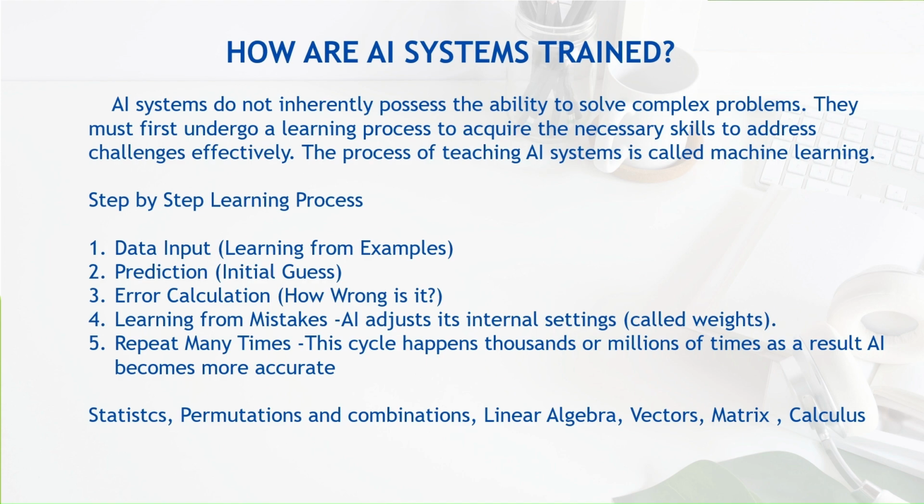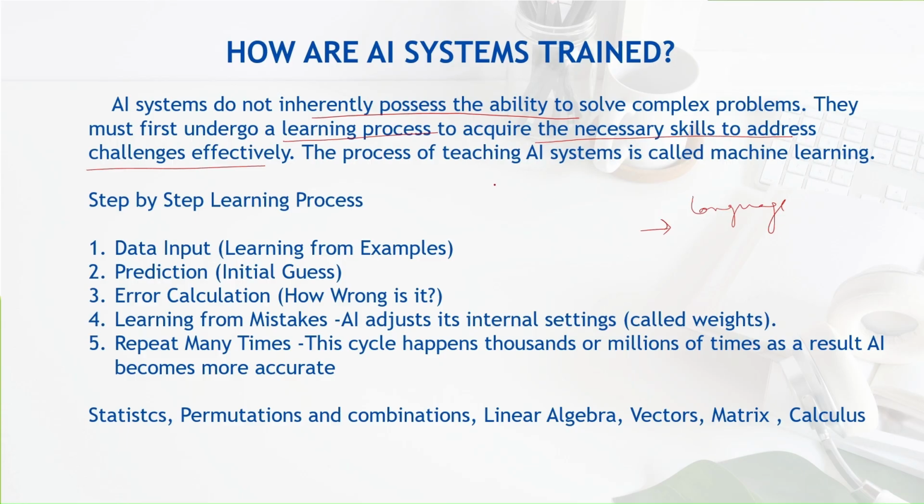Let's understand how exactly an AI system is trained to make such predictions or give a very fine result. AI systems don't inherently possess any ability to solve complex problems. They must first undergo a learning process to acquire the necessary skills to address challenges effectively. Just like a child: once the child is born, he does not have knowledge of any language. He does not know English, Spanish, French, Hindi, nothing. But over time, the learning process carries on, and eventually he learns the language. The same works with the AI system.